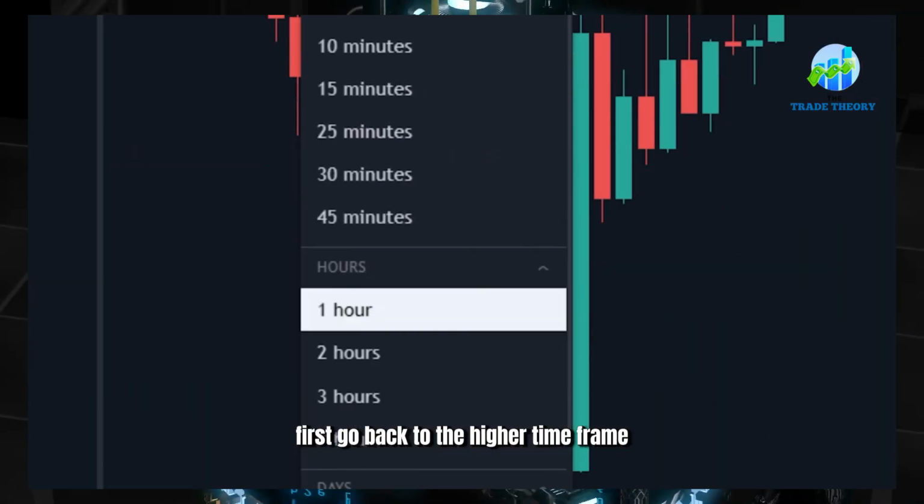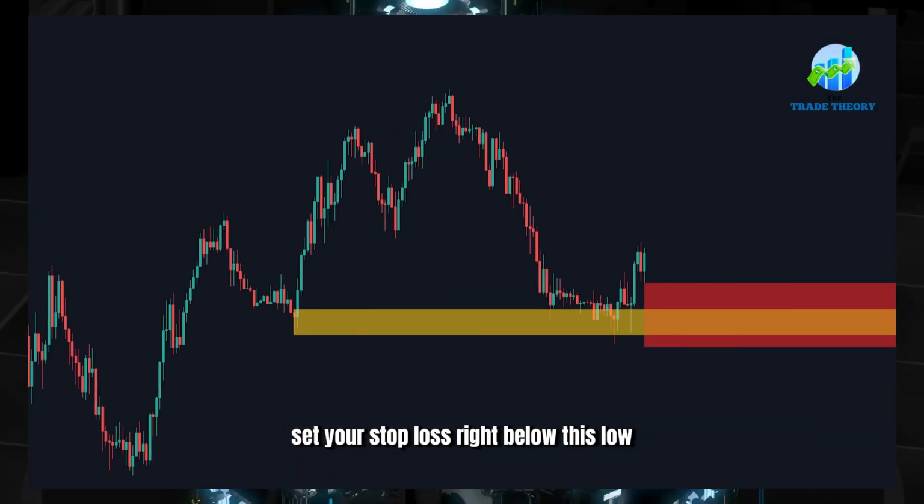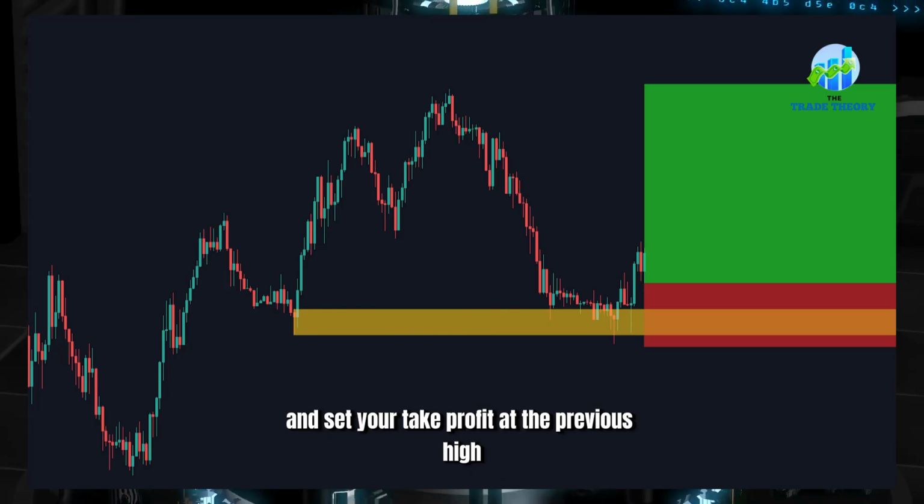First, go back to the higher time frame. Set your stop loss right below this low and set your take profit at the previous high.